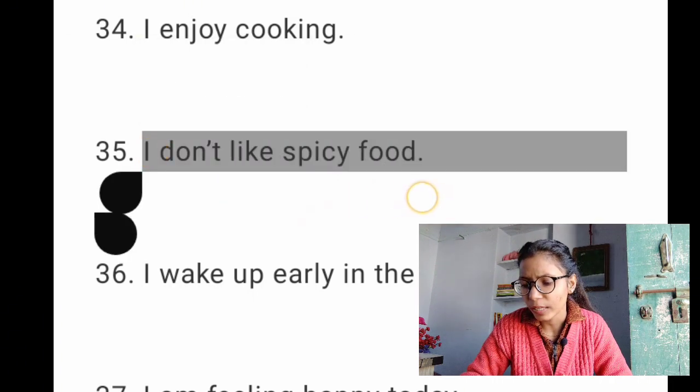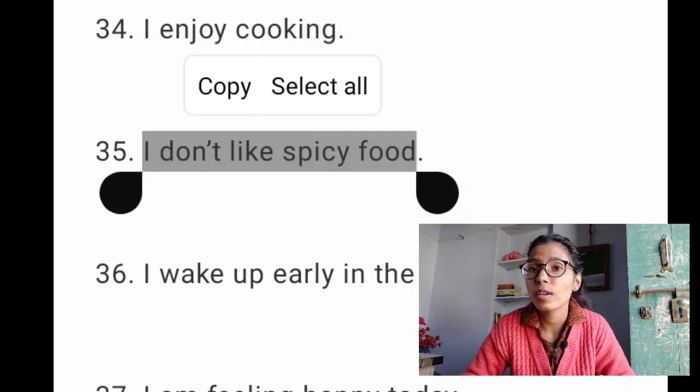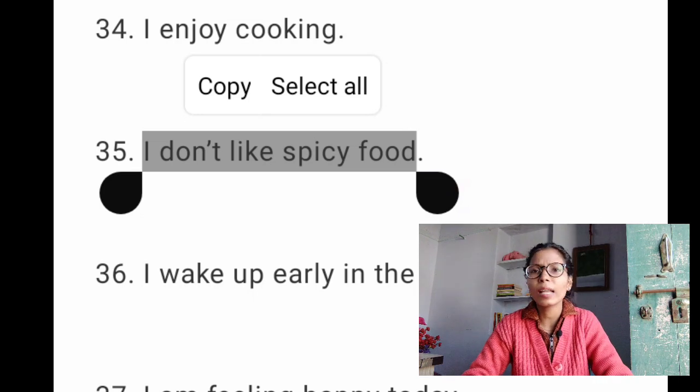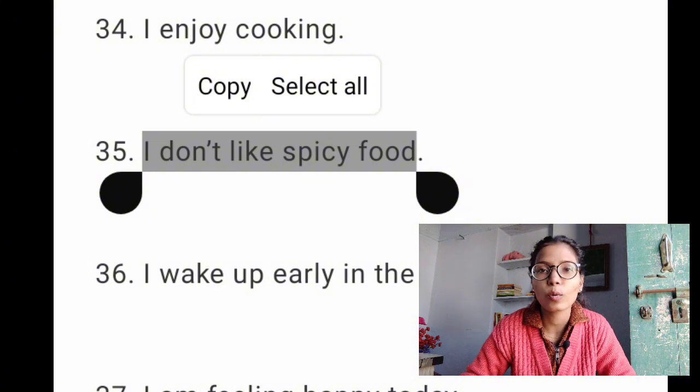So next, I don't like spicy food. मुझे तीखा खाना पसंद नहीं है. I don't like spicy food. I don't like sweets.